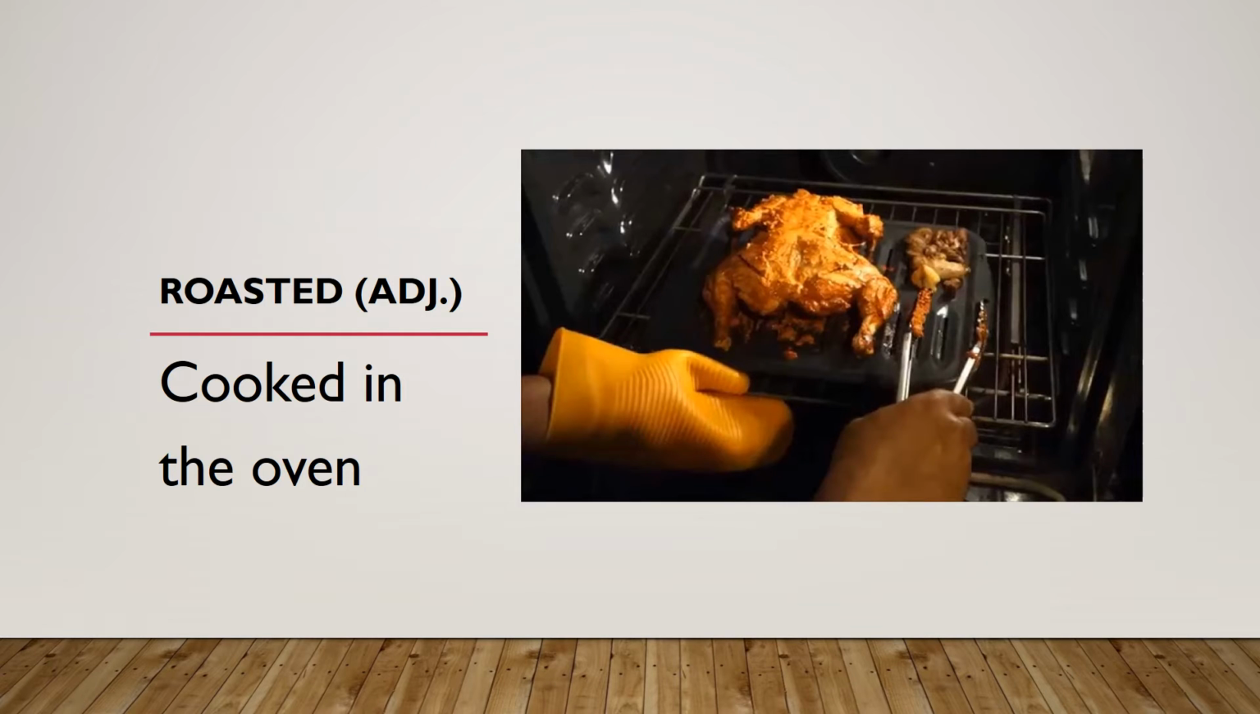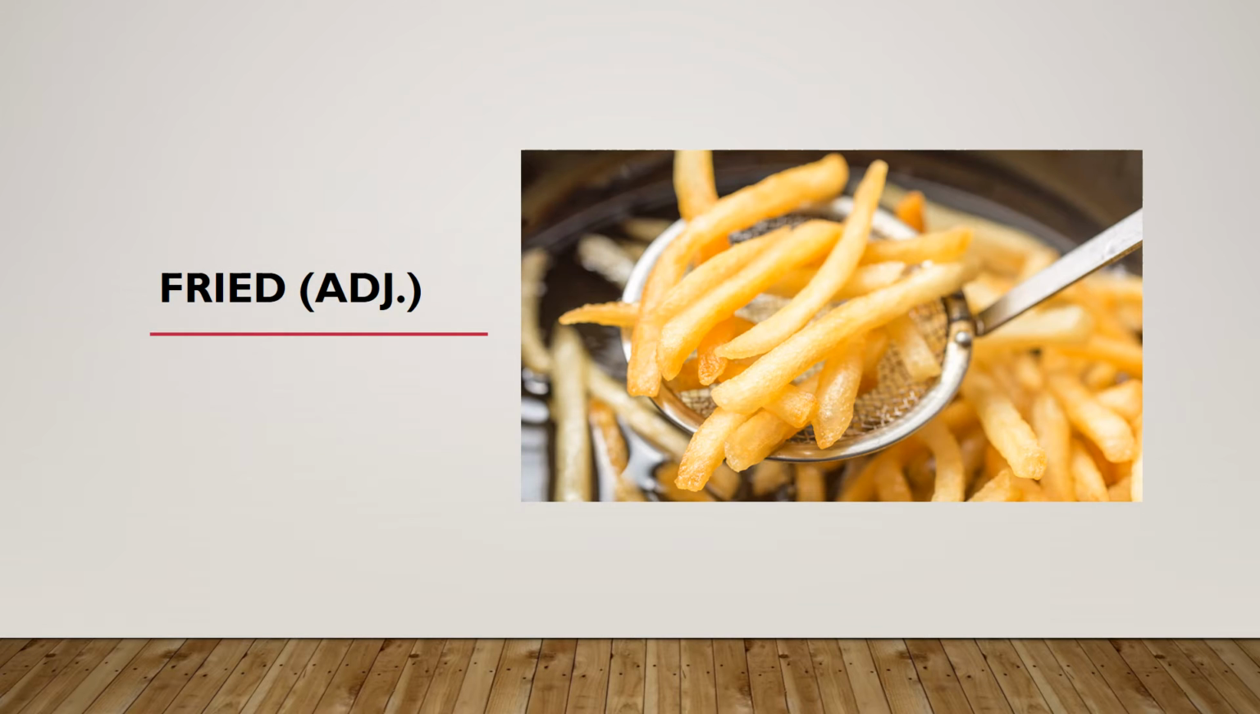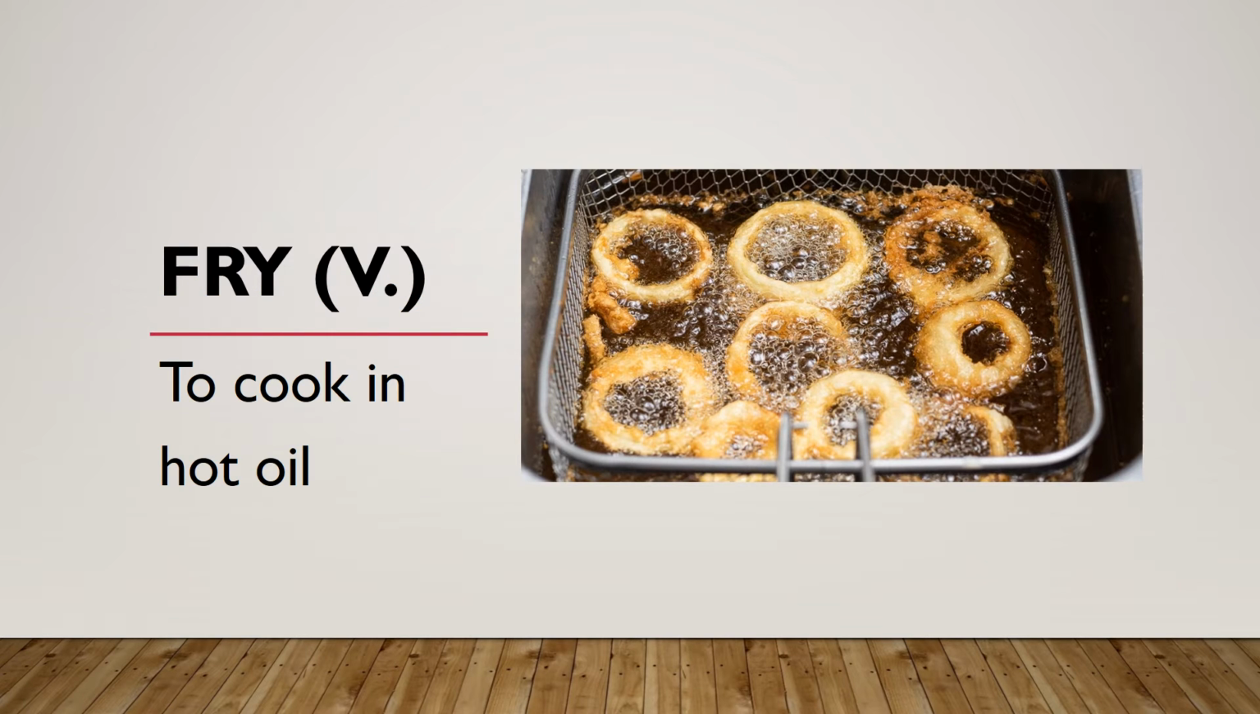We'll start with roast. Roast is the verb and roasted is the adjective. Roasted means cooked in the oven. For example, roasted chicken. It means chicken that is cooked in the oven. Fried is also an adjective. We have fried chicken or French fries. Fried means cooked in oil. Fry is the verb. Fry means to cook in hot oil. To fry onions, for example, or fry meat, or fry chicken.